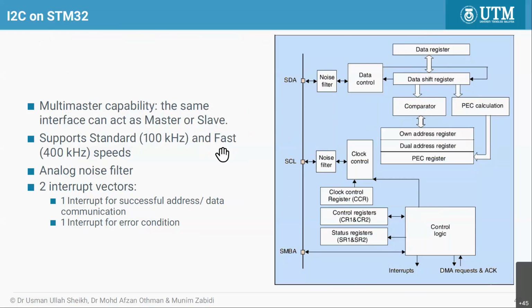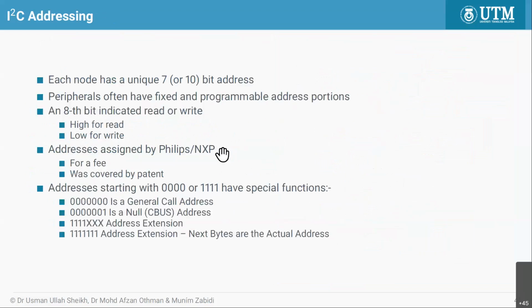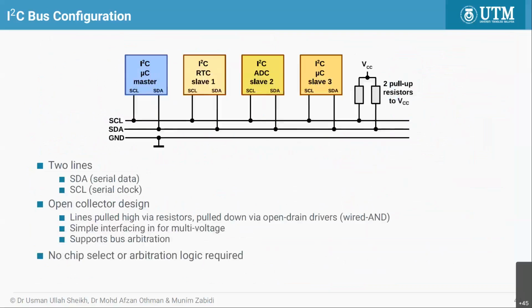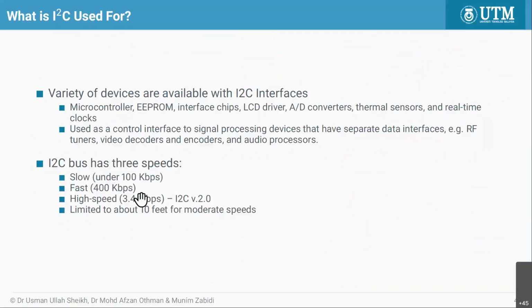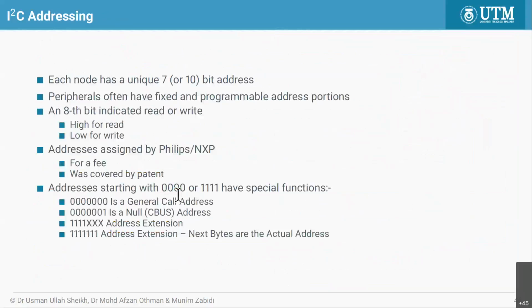Okay. Let's cheat a little bit, go back. What other speeds are allowed? Slow, fast, and high speed. Okay, so no high speed. The 3.4 megabit is not supported by STM32.